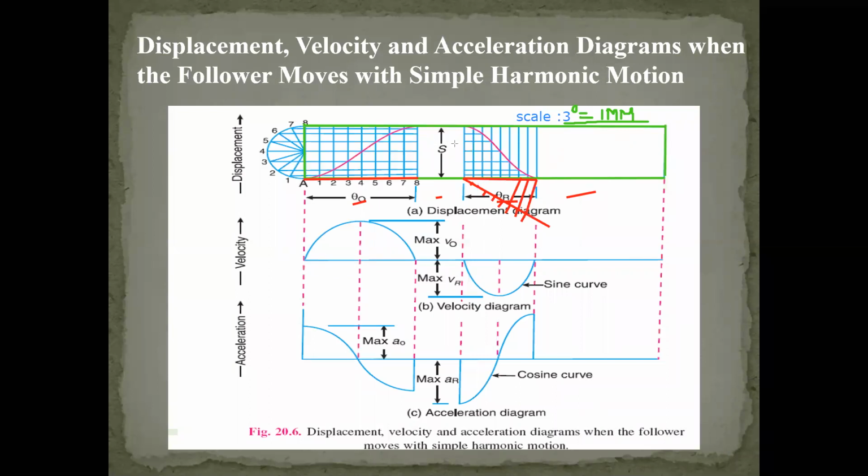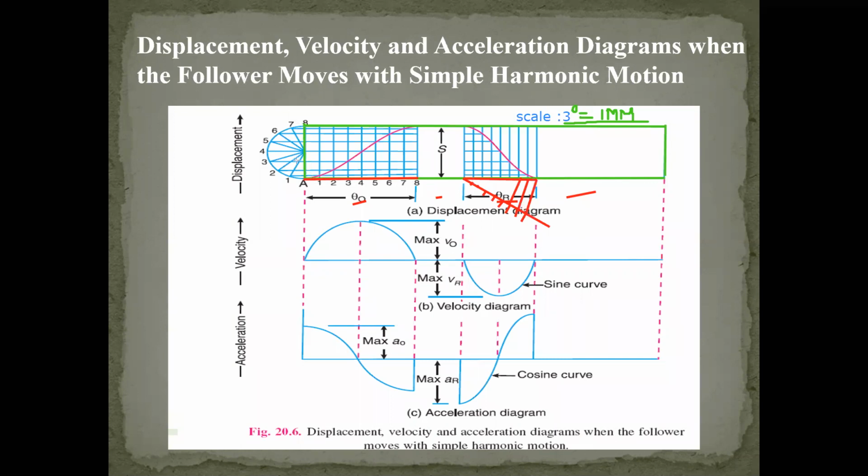So this is the 20 mm. This is also divided into the same number of equal parts, 8 parts. Now give the numbering: 1, 2, 3, 4, 5, 6, 7, 8. And here you have to represent it in reverse order: 8, 7, 6, 5, 4, 3, 2, 1.